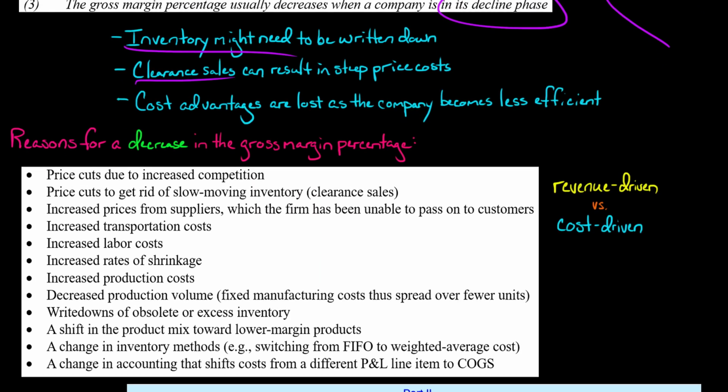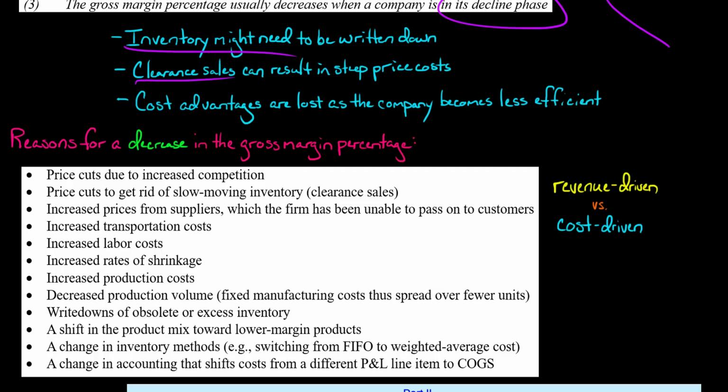Now, I've got a list here. It's not an exhaustive list, but this is just some reasons that you might see a decrease in the gross margin percentage. And I've already mentioned a few of these things. We talk about price cuts. These are revenue-driven decreases in the gross margin percentage. This is a revenue problem where they're having to cut prices because maybe there's more competitors or some of the inventory is just not moving quickly. Maybe they came up with a new product that the customers didn't really like or something like that.